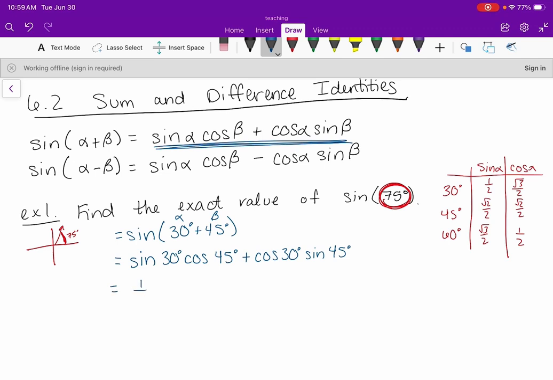Sine of 30 is 1/2. Cosine of 45 is root 2 over 2. Cosine of 30 is square root 3 over 2. And sine of 45 is root 2 over 2. So when I simplify this, I get square root 2 over 2 plus square root 6 over 2. Oops, sorry, not over 2, over 4. When you multiply across, the denominators multiply. So this will give me square root 2 plus square root 6, both over 4.